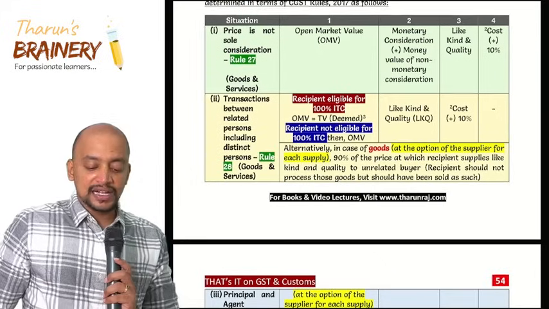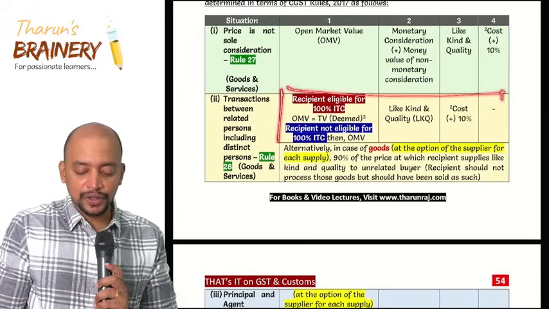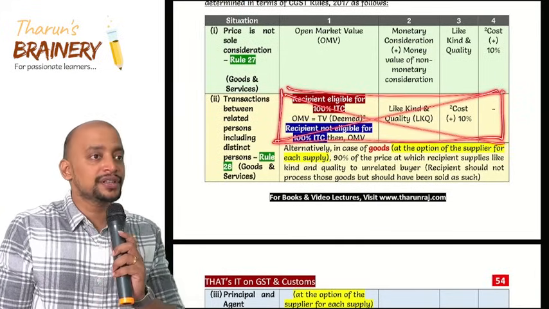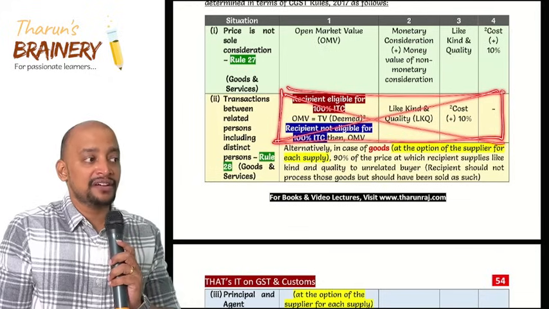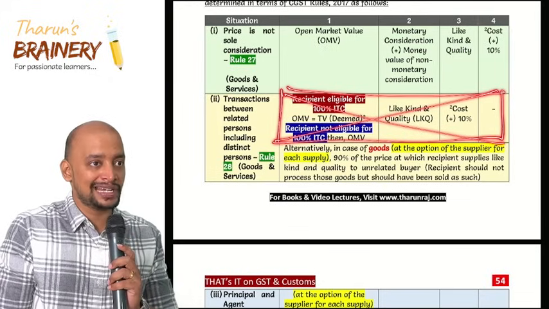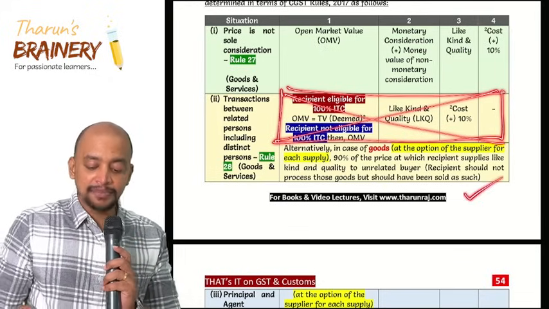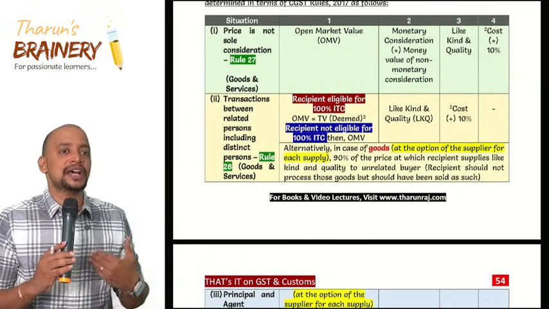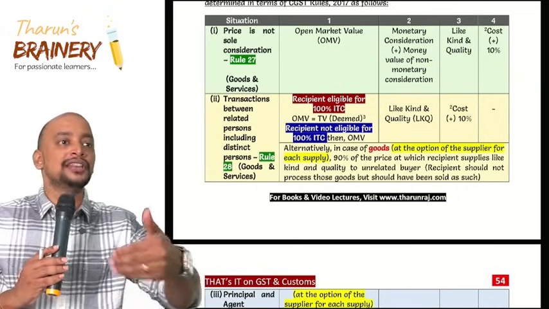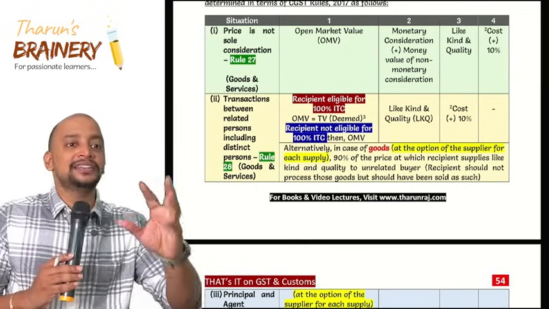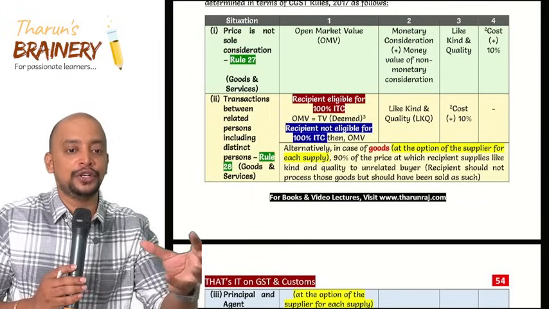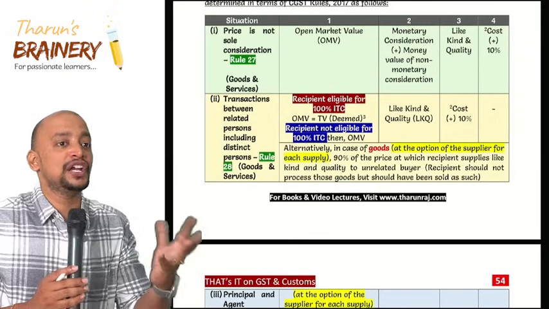Then here alternatively, we can ignore this completely, and we have one more method also alternatively. What is that? 90% of the resale price. That is, I am selling to you for 10,000 rupees. Okay. And this may not be taken as the correct value, because you don't know whether this is the correct value or not.